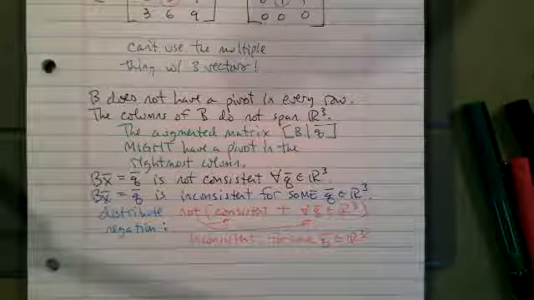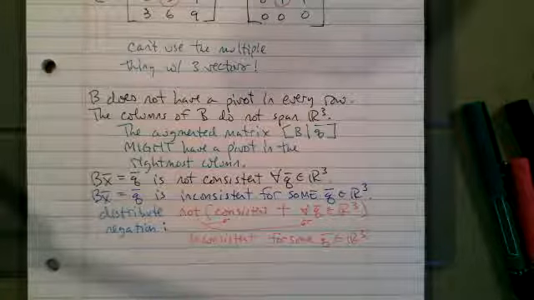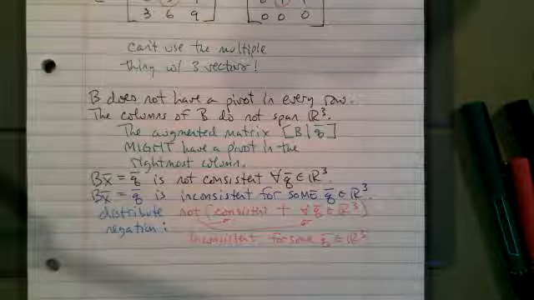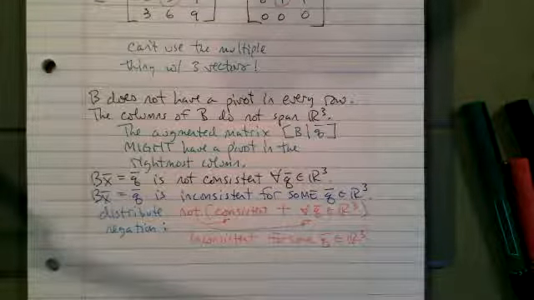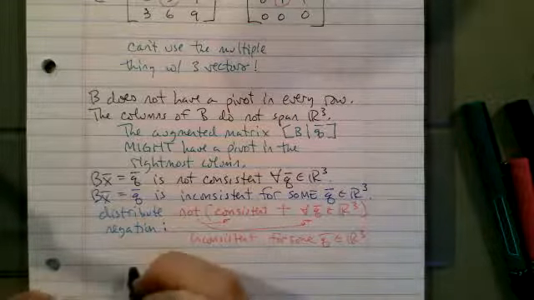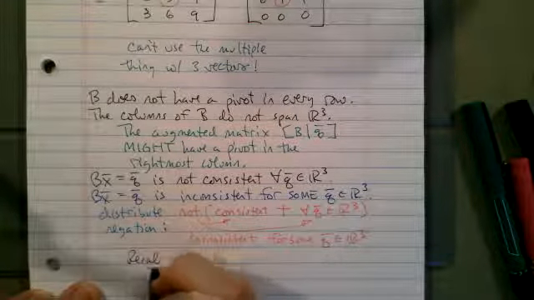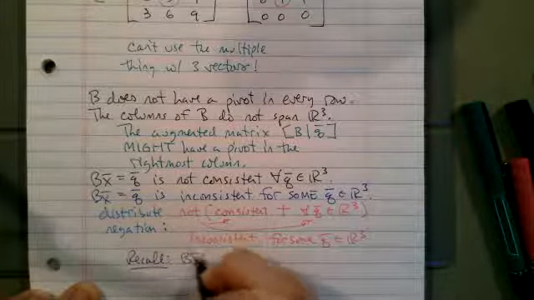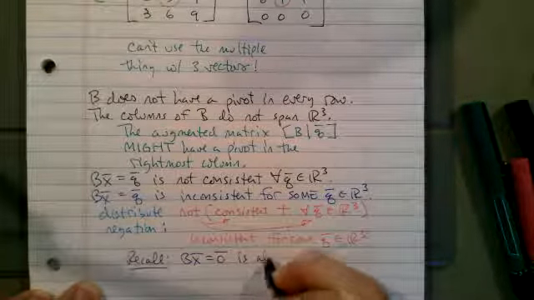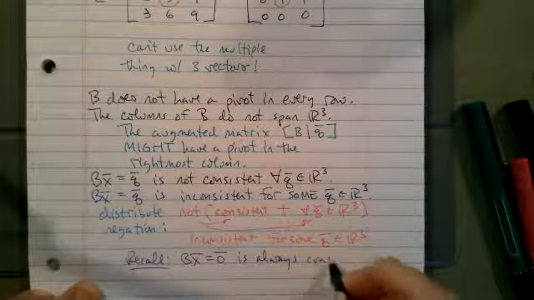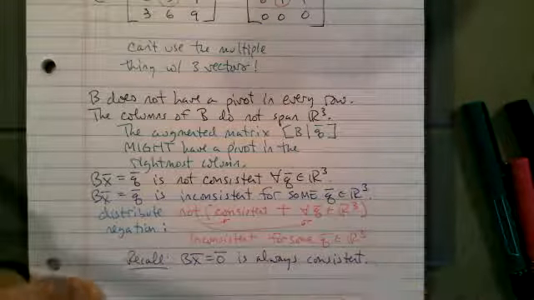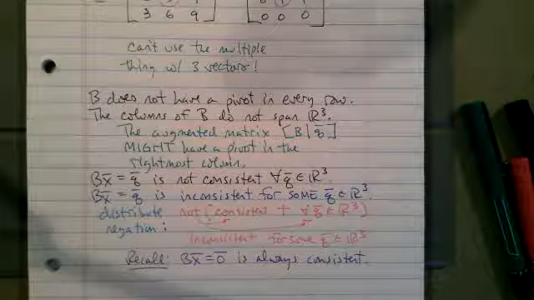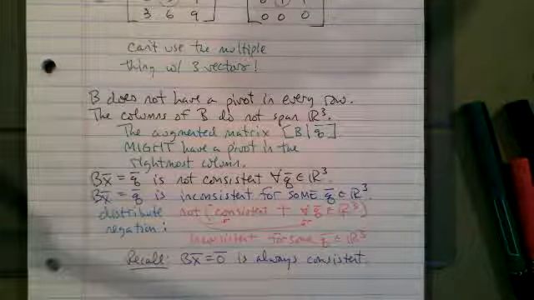All right, the important thing to remember is that Bx equals Q is always consistent for some Q in R3, because Bx equals 0 is always consistent. So always remember, notice that it's not useful except for saying that Bx equals 0 is always consistent. It's not really helpful for making conclusions. Things that are always true are not helpful for making conclusions.